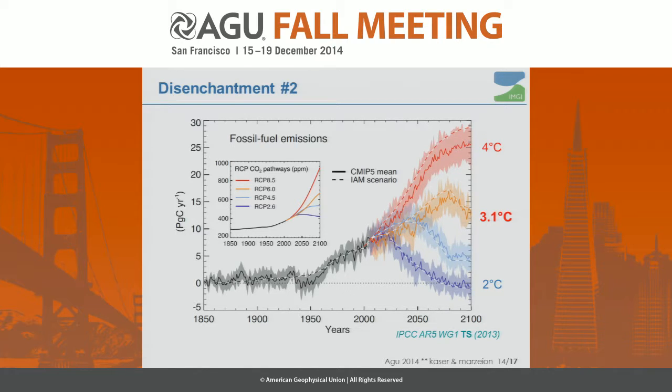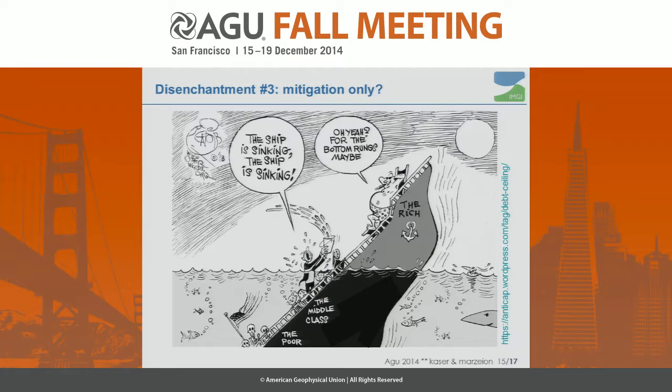And nobody knows how to go down to 2 degrees, because even if all the others come in, we may get down to 2.5, but never to 2 degrees Celsius. And then there was a third enchantment, because then finally people realized that all was only about mitigations. And mitigations means that this is done by the rich countries.